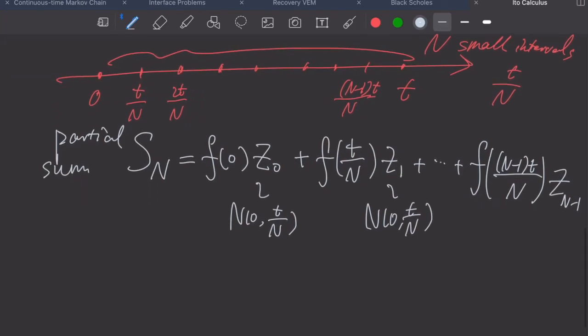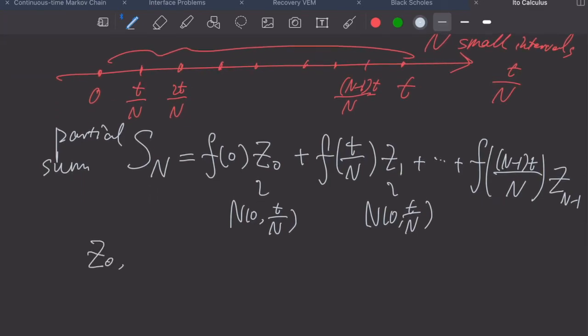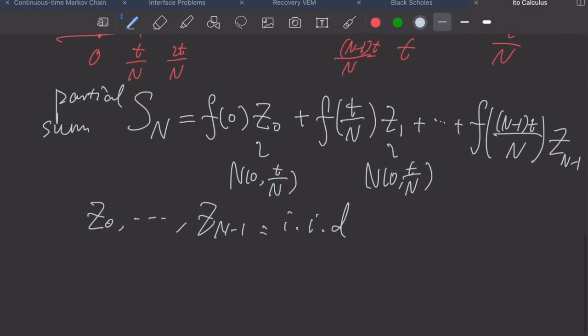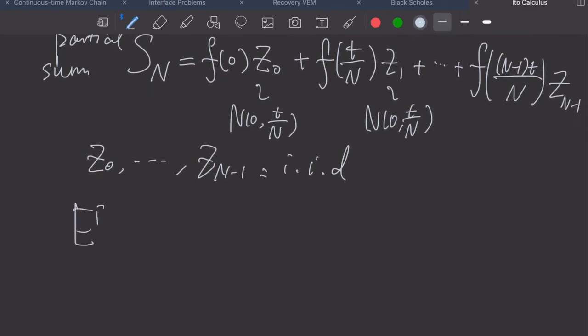And as we can see, Z0 through Z sub n minus 1 are IID normally distributed random variables. If these f are like coefficients, and we sum them up, it's still a normally distributed random variable. And we only need to figure out the mean and the variance. So apparently the mean is 0, okay, because all of them have mean 0.